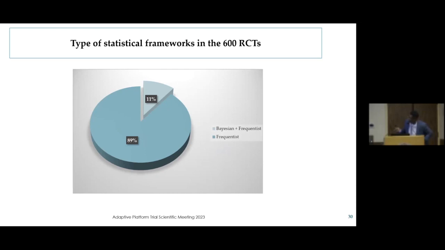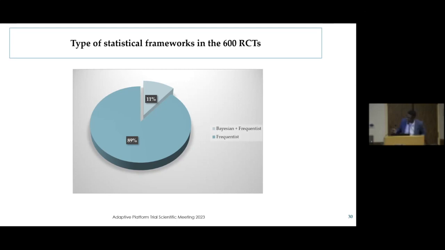Type of statistical framework in those 600 RCT. Of the 600 RCT we looked at, 89% used frequentist and 11% used the Bayesian approach. That sends a message that it appears we still have more people doing frequentist in RCT.